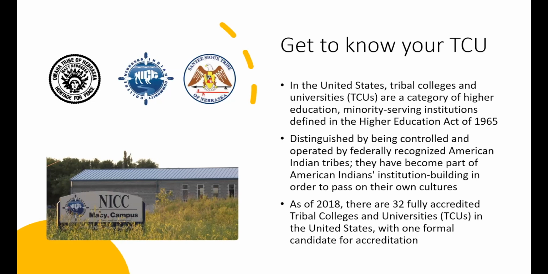So in the United States, tribal colleges and universities, otherwise known as TCUs, are a category of higher education minority serving institutions defined in the Higher Education Act of 1965. They're distinguished by being controlled and operated by federally recognized American Indian tribes. They have become part of American Indians' institution building in order to pass on their own cultures. As of 2018, there are 32 fully accredited tribal colleges and universities in the United States, with one formal candidate for accreditation.